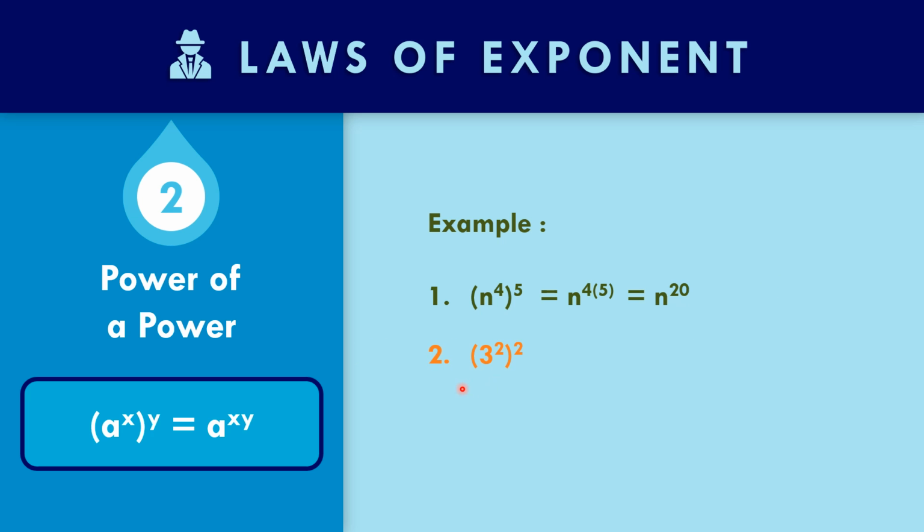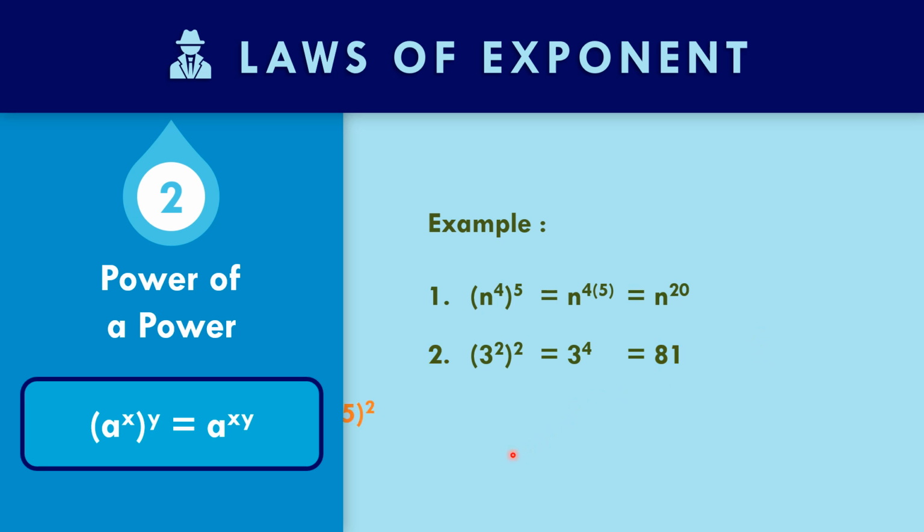In number 2, we have 3 squared raised to the 2nd power. So it means that becomes copy the base 3. And then 2 times 2, that is equal to 4. 3 to the 4th power, it means you need to multiply 3 4 times. So 3 times 3, 9. Times 3, 27. Times 3, that is equal to 81.